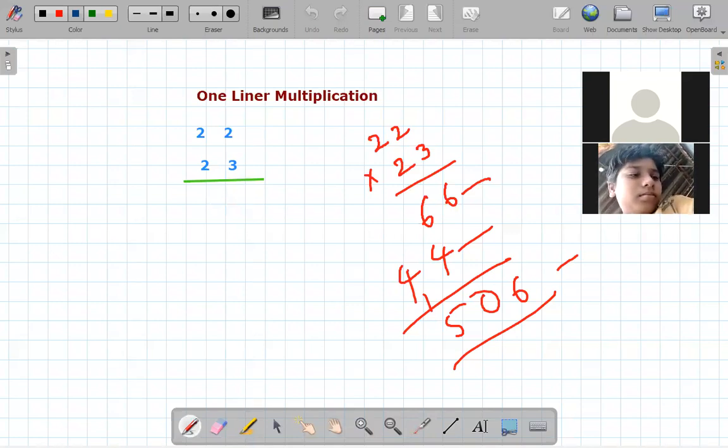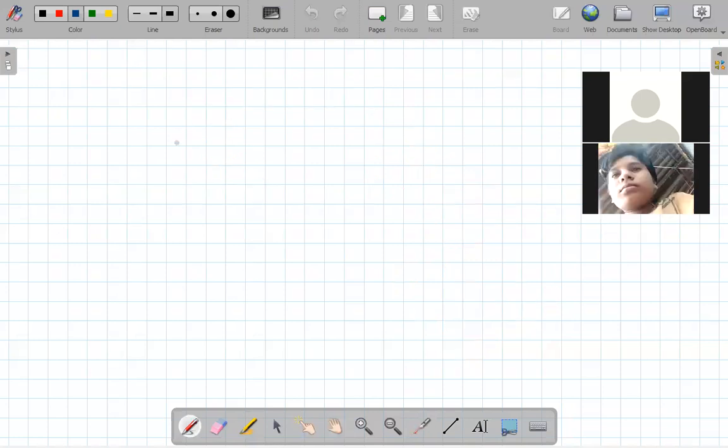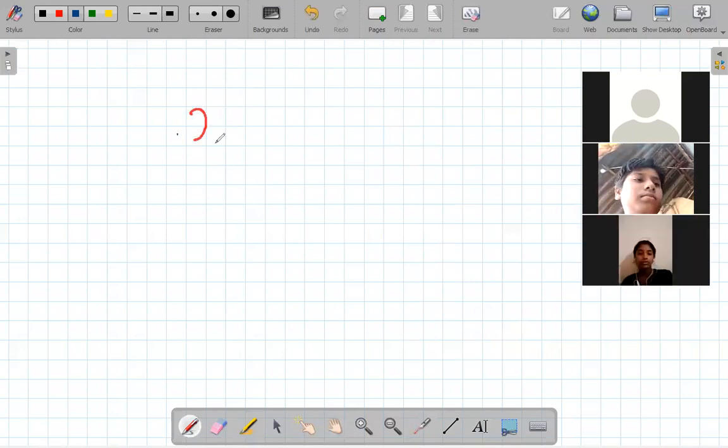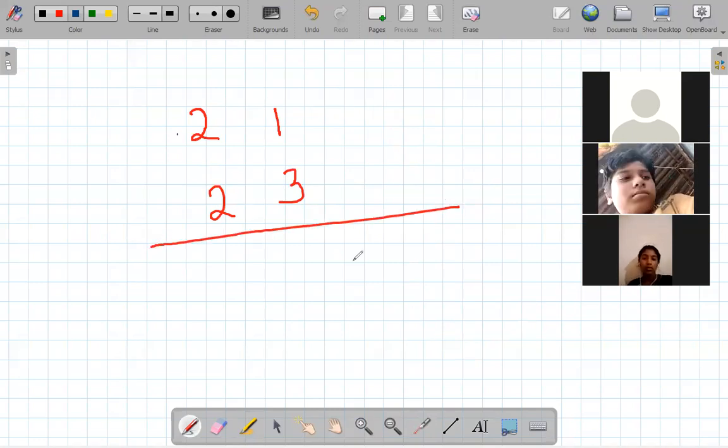Okay. So I'll take another problem. Then we'll come to this kind of a problem. We'll take one problem: 21, 23. What we are going to do is complete this kind of multiplication in one line. This is really amazing. You will be surprised to know that.